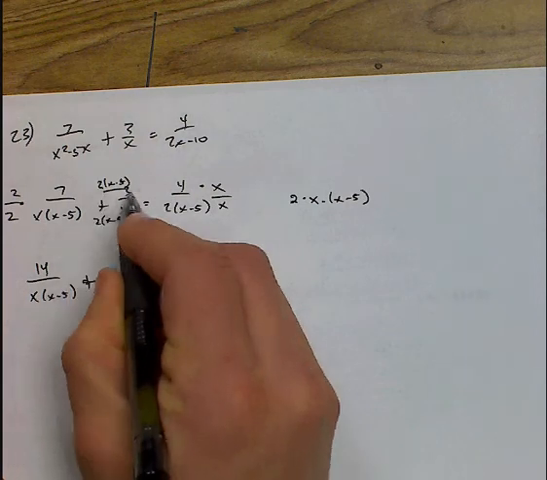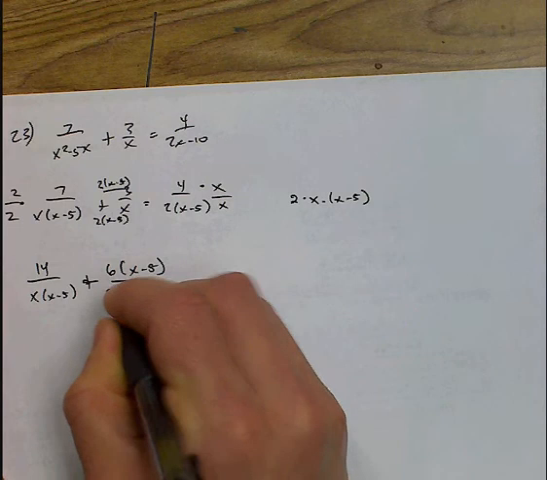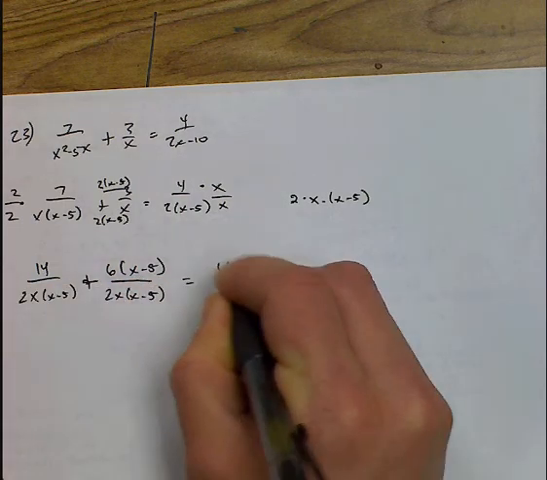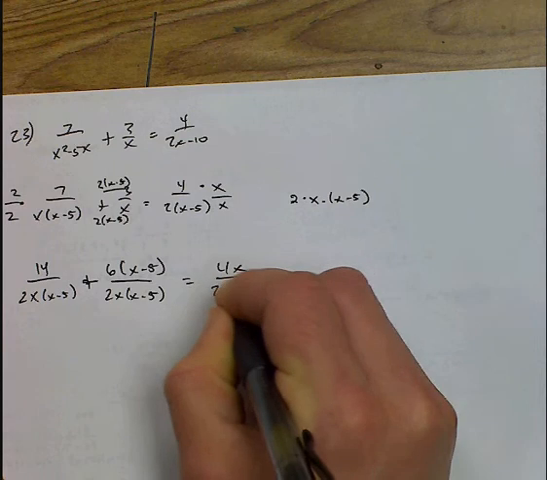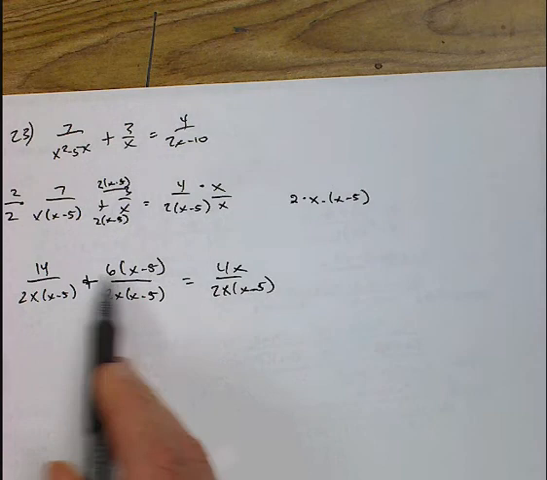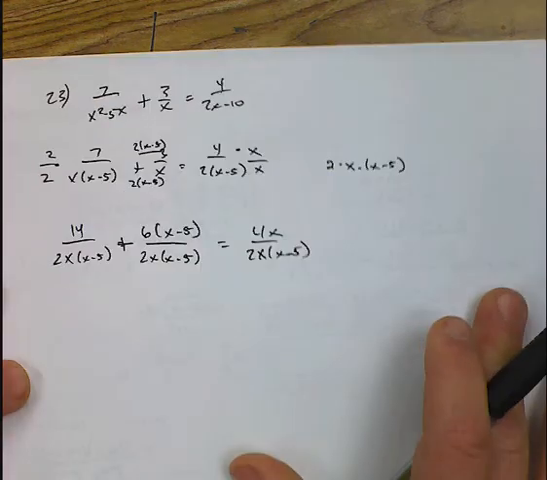The 2 times 3 I'm going to multiply on the outside. So I have 6 times x minus 5. And so now I've basically changed the numerators so that they all have the same denominators, and they're still equivalent to what they were before.